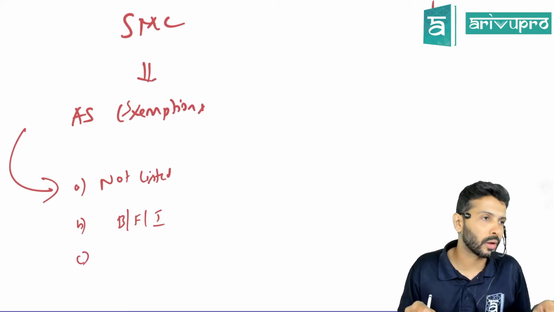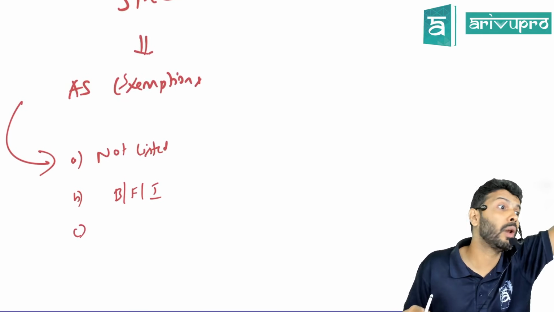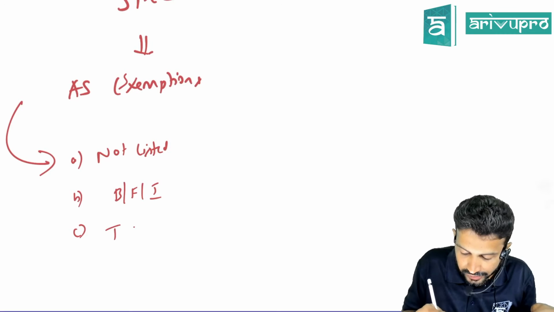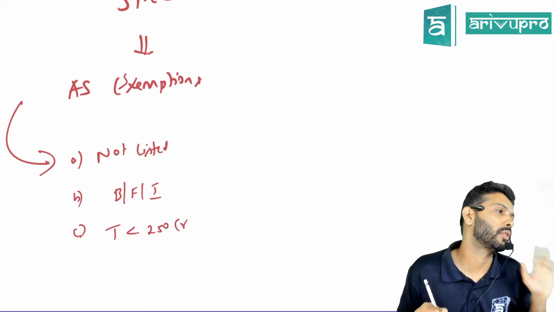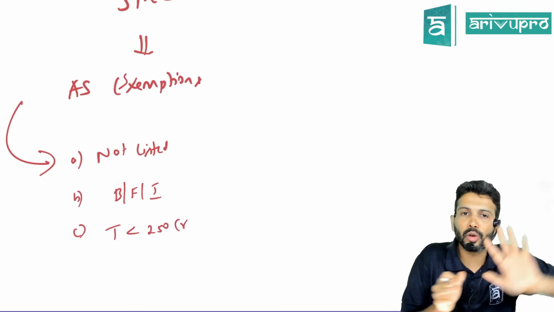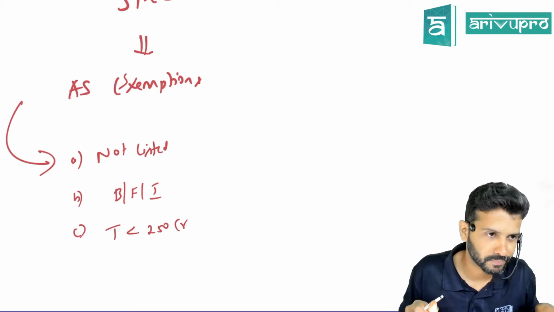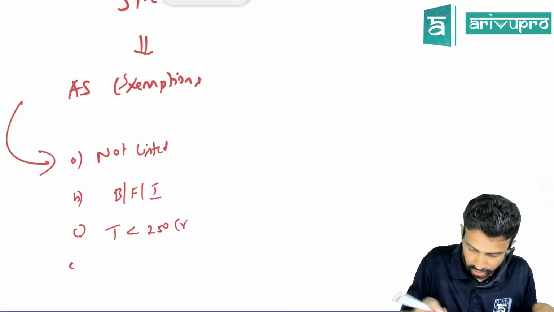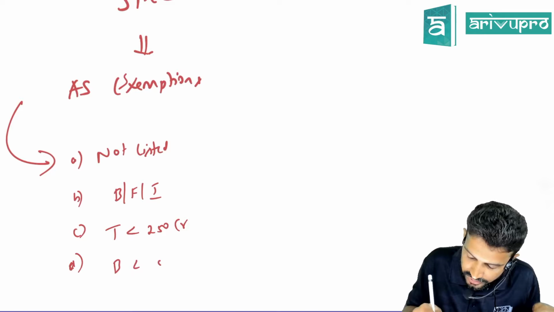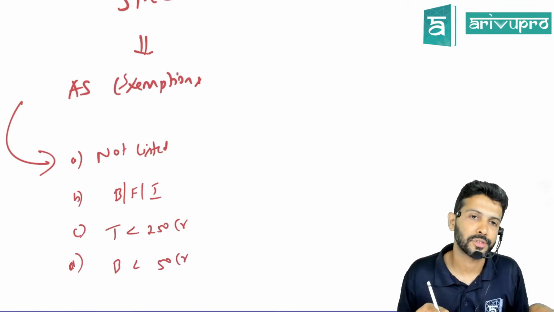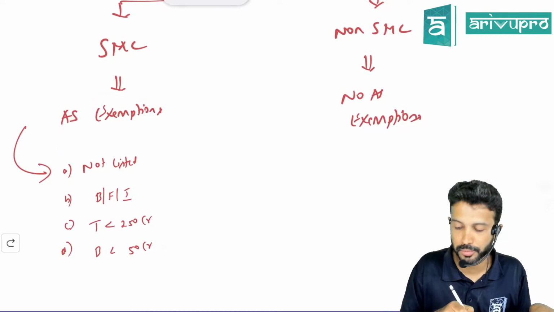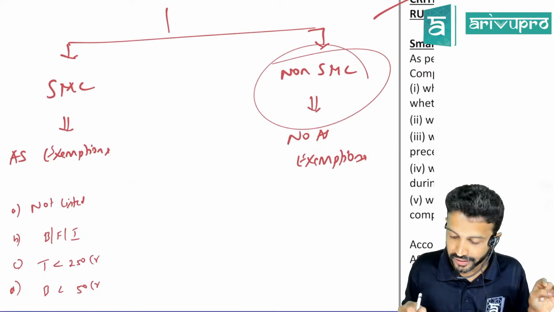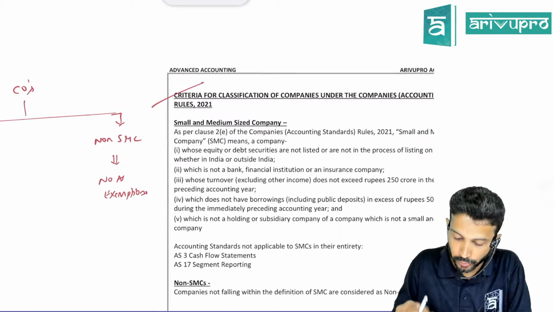Now your turnover and borrowing limit. What is the turnover limit of level 1? SMC is that company whose turnover does not exceed 250 crore. If your turnover exceeds 250 crore, you are not a small company, you are a big company. Only if your turnover does not exceed 250 crore, you are an SMC. If your borrowing does not exceed 50 crore, you come under SMC. For these companies, you can take exemptions. If your limits are not satisfied, automatically you are a big company, meaning you are a non-SMC and no exemptions are available. That's what is written over here.